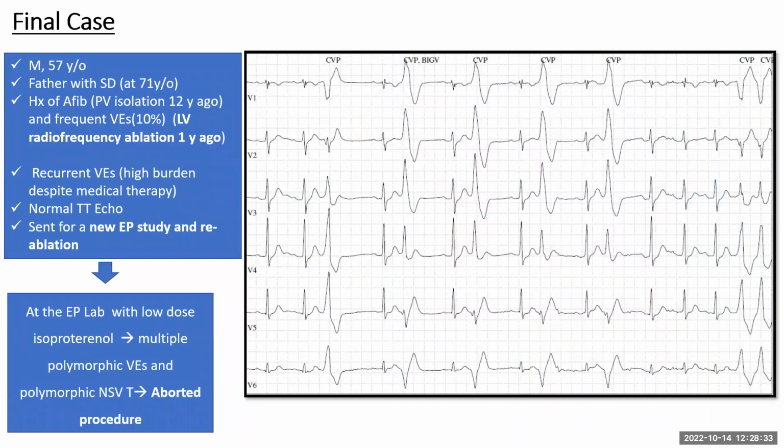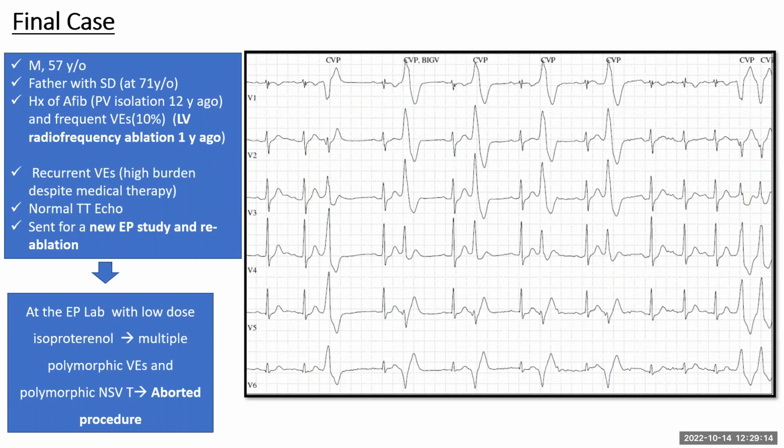As a final case, I would like to show you this 57-year-old male with family history of sudden death but at an older age. He had a history of AFib and high burden of ventricular ectopy that were treated with radiofrequency ablation. He presented again with frequent ectopic beats and he had good tolerance to antiarrhythmic drugs. Transthoracic echo was normal. He was sent then for an EP study and re-ablation. At the EP lab, with the infusion of low-dose isoproterenol, the patient developed polymorphic ventricular ectopy and non-sustained VT, so the procedure was aborted for further evaluation.